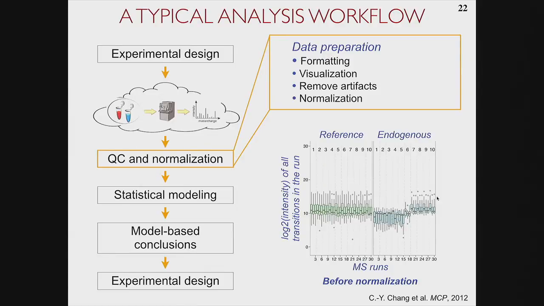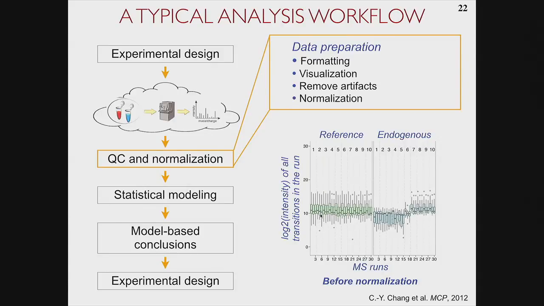This would be an SRM experiment. Let's say we have heavy labeled reference peptides spiked in for each endogenous peptide of interest. The x-axis here is the run number. The y-axis is the log intensity of all the peaks in this run. We look at references separately, and we look at endogenous separately.